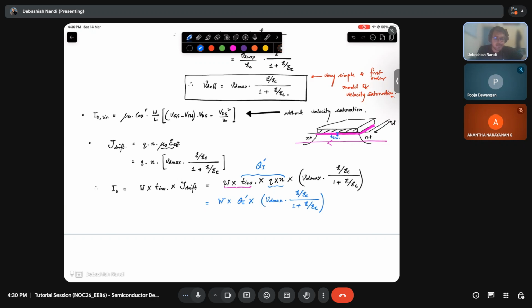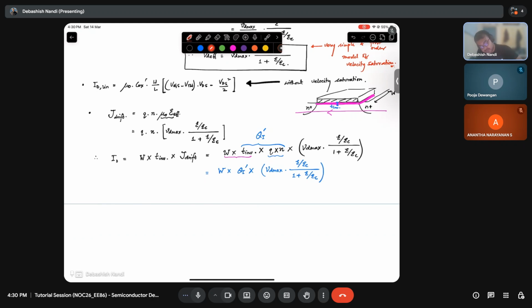And what is your QI? You remember your QI is a function of, in inversion we are talking about, right? It is Cox times VGS minus VTH minus the channel potential, let's say VC of X. Channel potential is this VC. So VC of X is equal to VD at drain, equal to Vs at source.